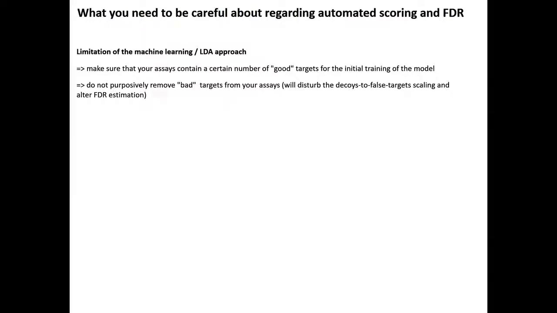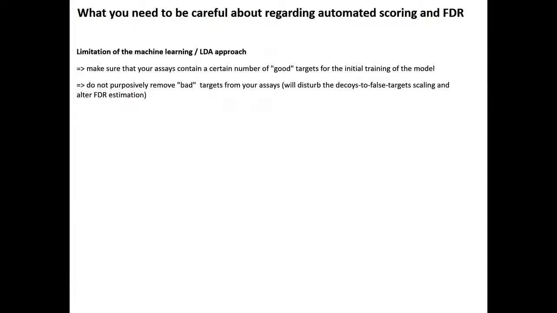So regarding the limitations of this machine learning, I want to comment on two things that you have to be careful about when you start your first large-scale DIA experiments and identifications. The first is the limitation of the machine learning I mentioned before. You need to combine these scores in the best possible way, and for that you need to have enough good targets in your data. This is fine if you extract a lot of peptides, because you have a high chance to always have good and bad targets in your data, and this will be fine for the models.